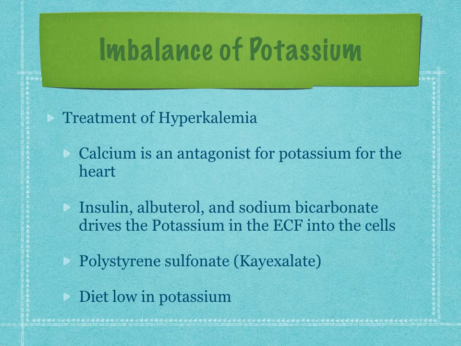The treatment of hyperkalemia: we can give calcium as an antagonist for potassium, and it is protective for the heart. We can give insulin, albuterol, and sodium bicarbonate to drive the potassium from the extracellular fluid into the cells. Remember, we also talked about polystyrene sulfonate, which is Kayexalate, that can be given either orally or rectally to decrease the potassium. It draws the potassium out of the cells. Also, if it's just a slight imbalance, we can give a diet low in potassium.